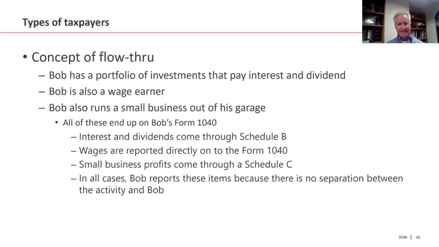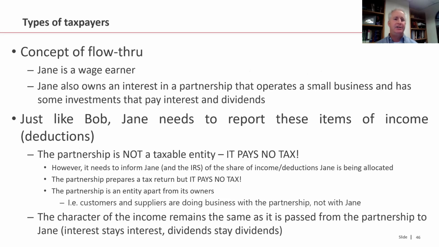But in none of these cases is there some separate tax, right? Bob reports all these items. There's no separation between the activity and Bob. Jane is a wage earner, but Jane also owns an interest in a partnership. That partnership operates a small business completely on its own. And it has some investments. They also pay interest and dividends. So just like Bob, Jane's got to report all of these items. But the partnership, even though it's a separate legal entity, isn't a separate taxable entity.